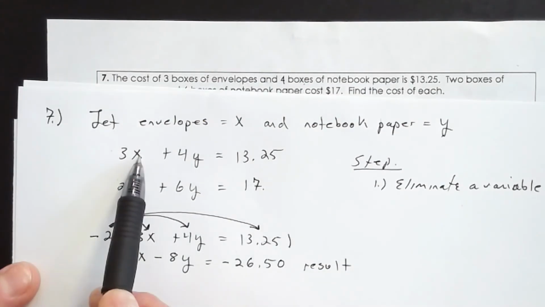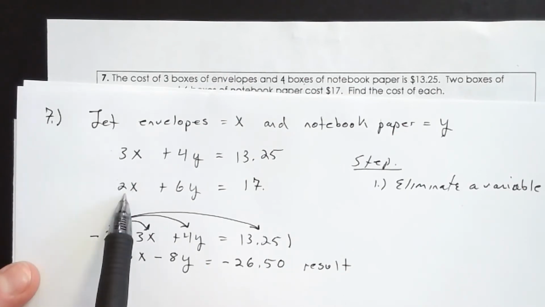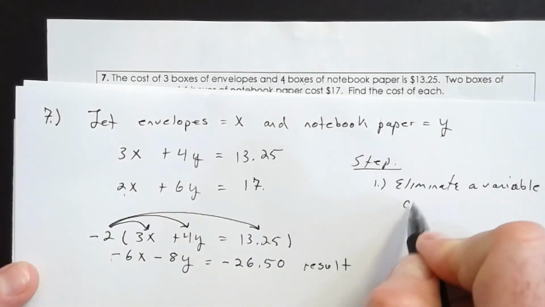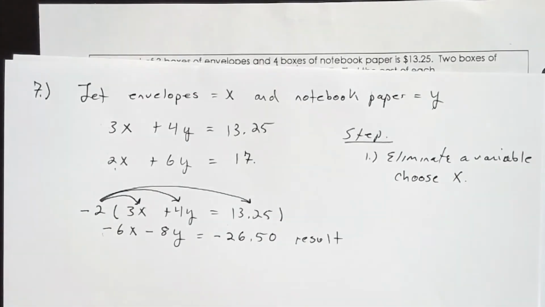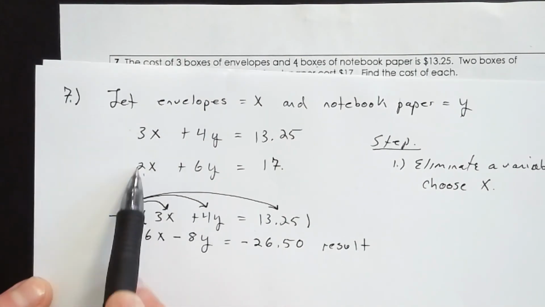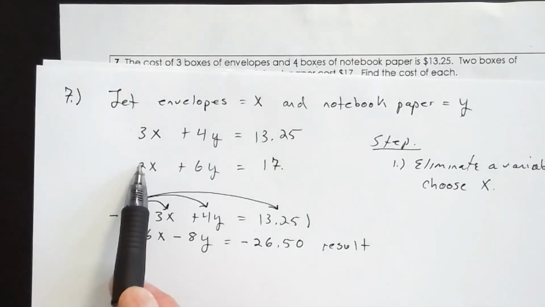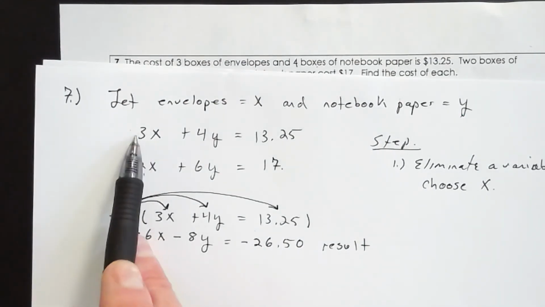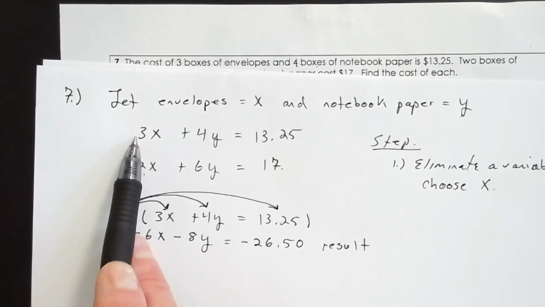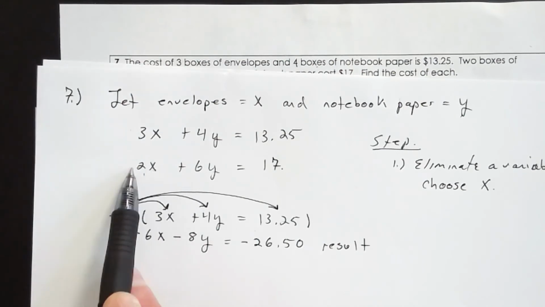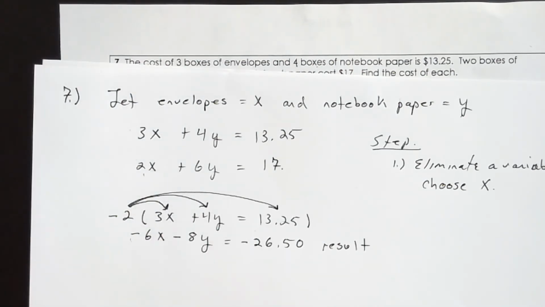But we have a 3x up here and a 2x down here. We want to eliminate a variable, so we choose x. Well, we have to get them to be the same numbers but opposite signs. And so the lowest number we can get them to be the same is 6. We can have 6x here and 6x here, but one of them's got to be negative. So the only way to get that is to multiply the top by 2 and multiply the bottom by 3 so that we end up with 6x apiece.